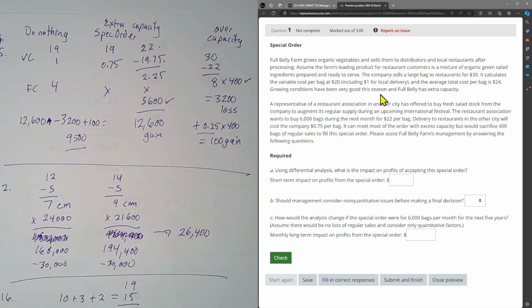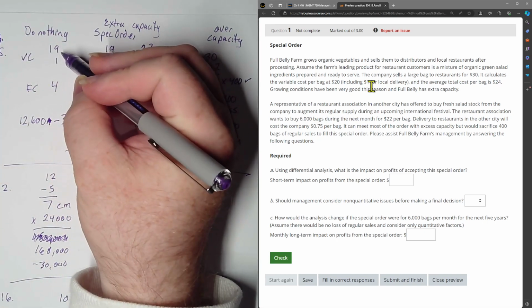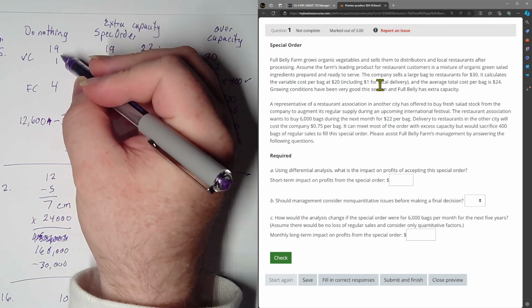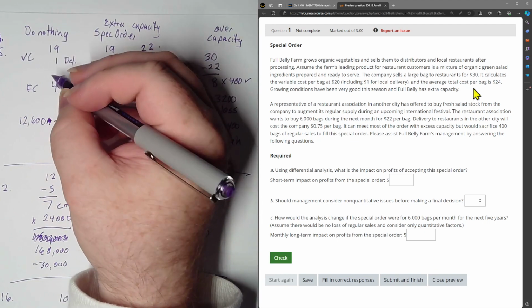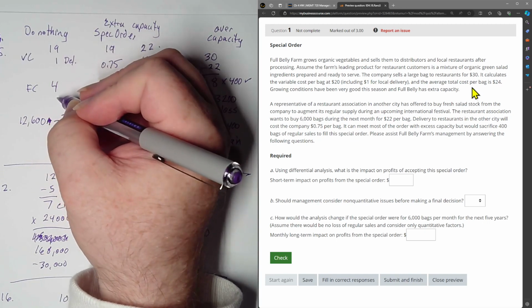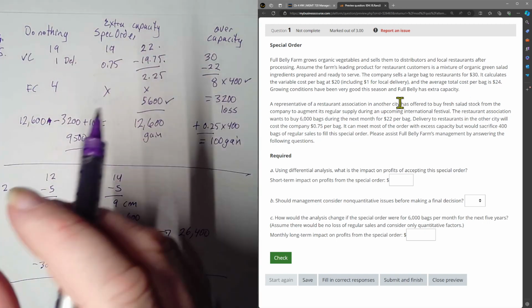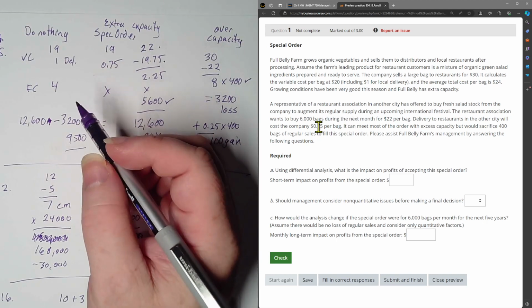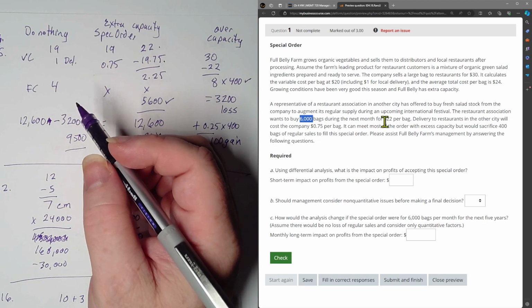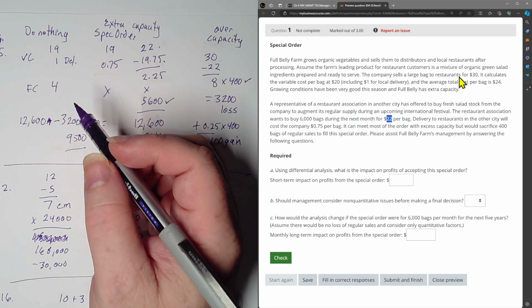it says the company sells a large bag to restaurants for $30. Variable costs are $20, including 1. So first thing I said is, well, we need to split those out. The variable costs here are $19 plus $1 for delivery. And then the total cost is $24, so that means the fixed cost would be $4. Growing conditions have been good and they have extra capacity. Someone comes in and asks for a special order of 6,000 bags, and they're willing to pay $22 instead of the $30.